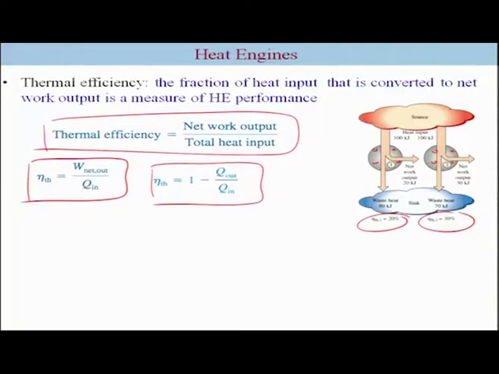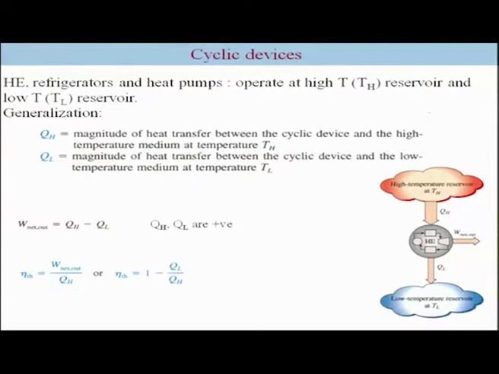Okay, but the eta clearly depends on W net out, and hence you can work on the devices in order to increase the efficiency for a given source and sink. Now, in addition to the heat engine, you have other cyclic devices, and these are refrigerators and heat pumps. Particularly refrigerators and heat pumps, they operate between a high temperature reservoir and a low temperature reservoir.